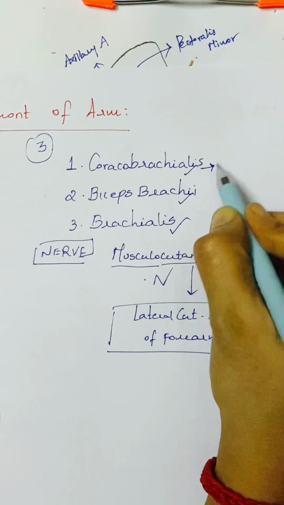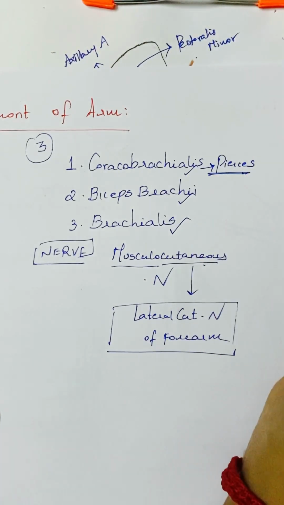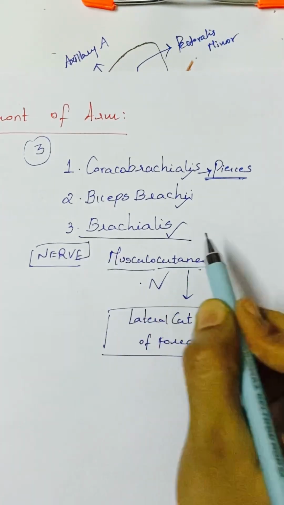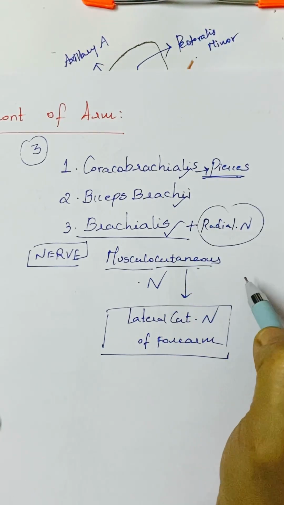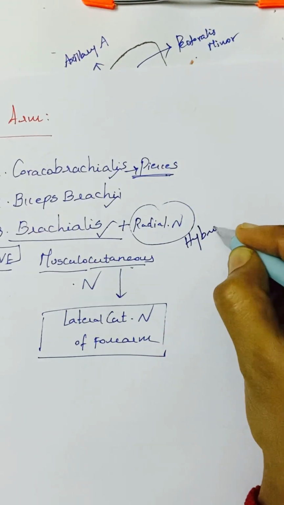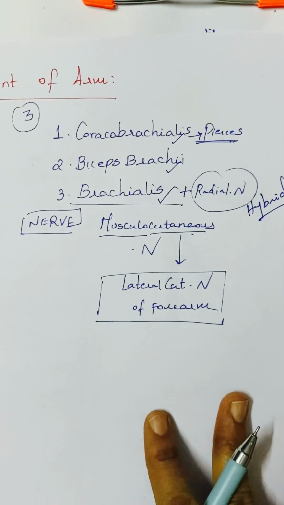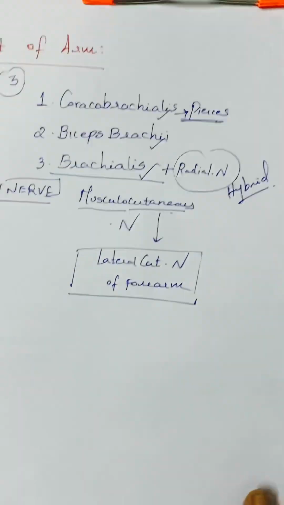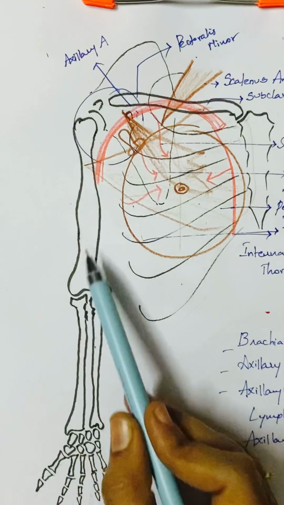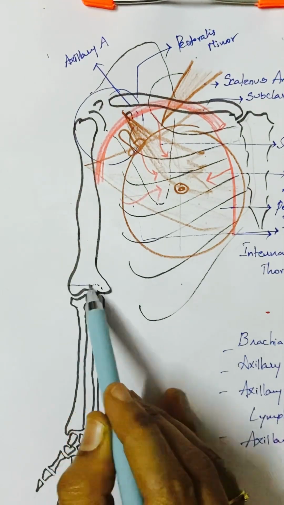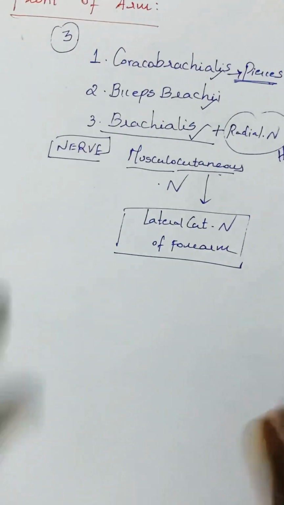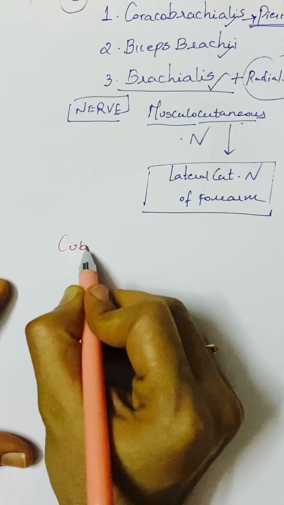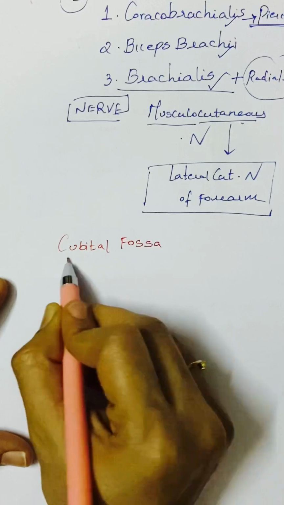So we should know this musculocutaneous nerve pierces the coracobrachialis muscle, and here we should know brachialis is also supplied by the radial nerve. So it is an example of a hybrid muscle. In front of the elbow joint there is a fossa called the cubital fossa. This fossa is homologous to the popliteal fossa in the lower limb.